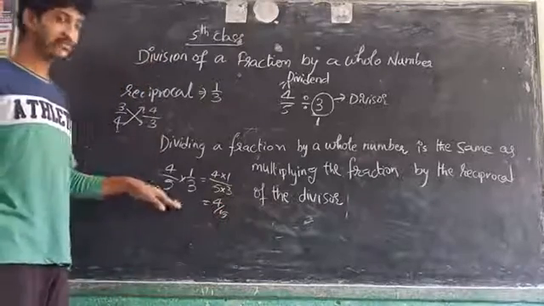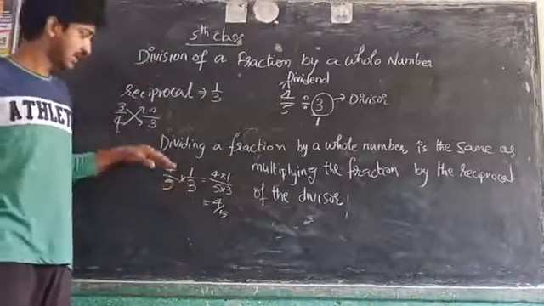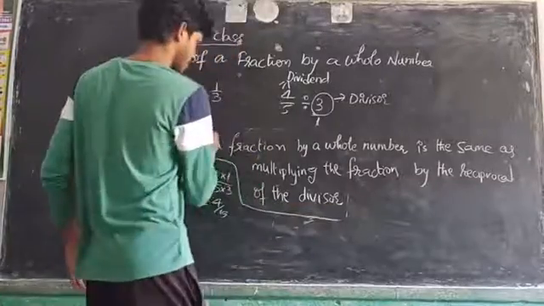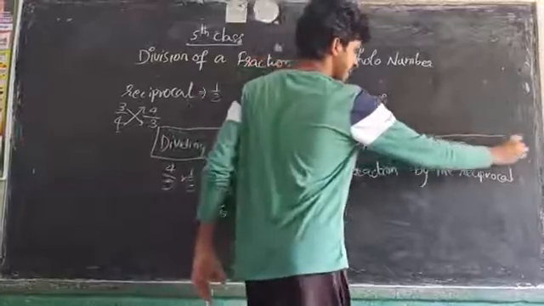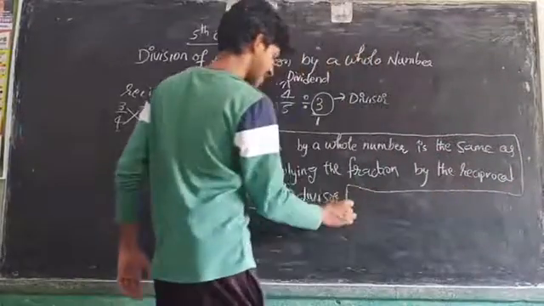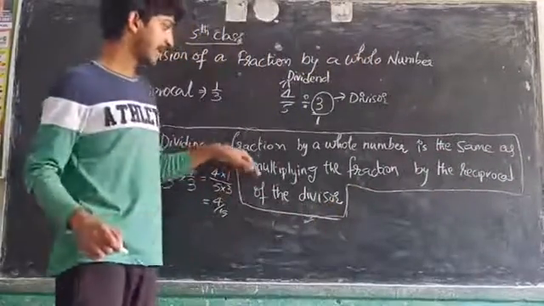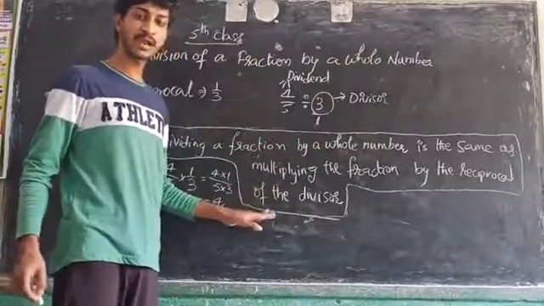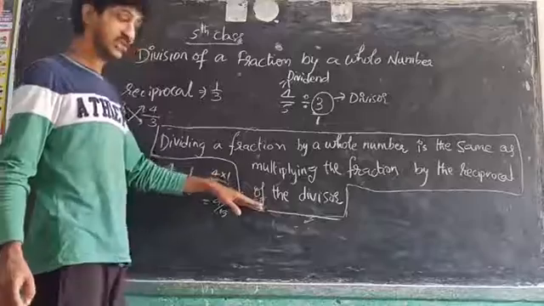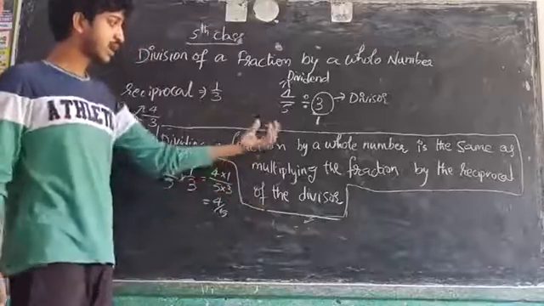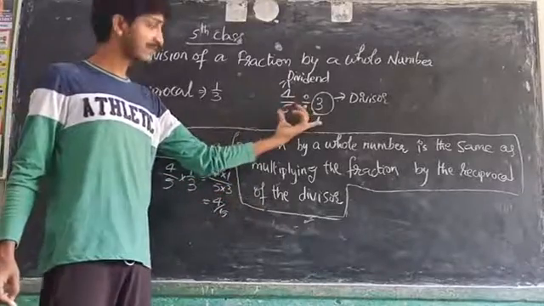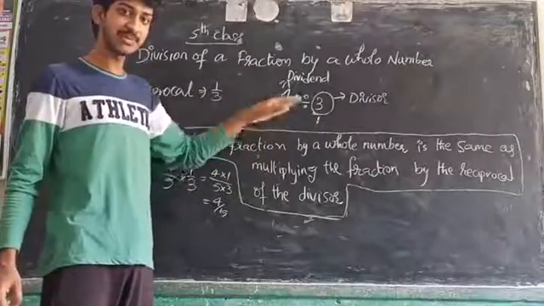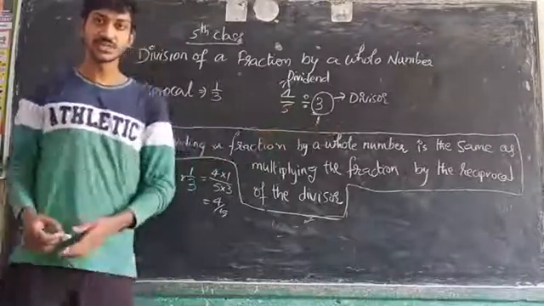Okay children, like that we have to solve the problems. Here remember this point, a very important point. Dividing a fraction by a whole number is the same as multiplying the fraction by the reciprocal of the divisor. It is a very important point and will be very useful in the future also. Okay, see here, dividing means multiplying the fraction by the reciprocal of the divisor. Okay children.